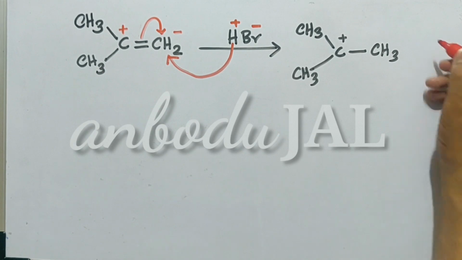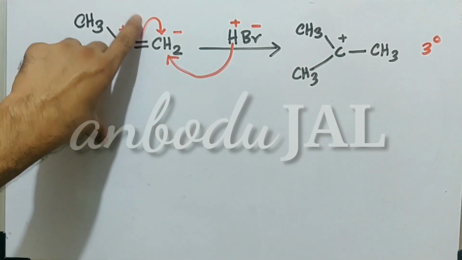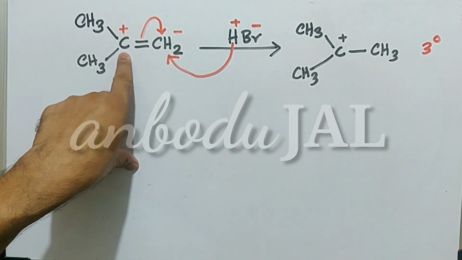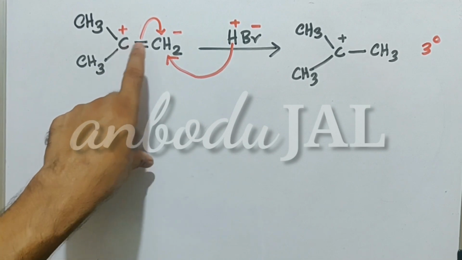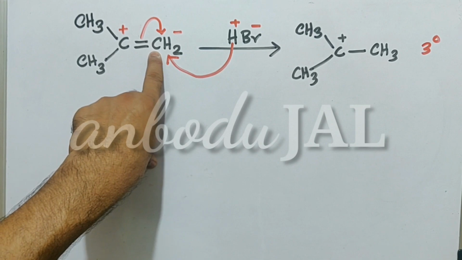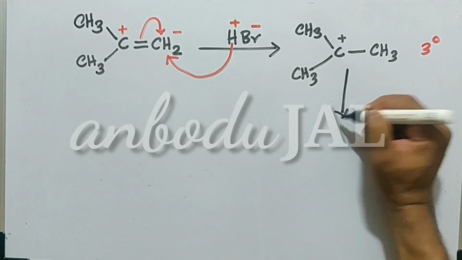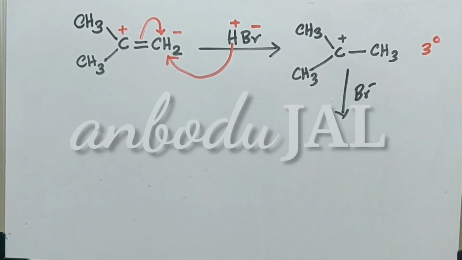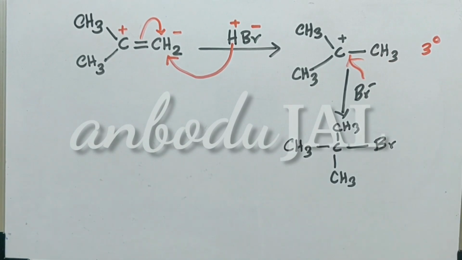This is a tertiary carbocation, which is more stable than secondary, which is more stable than primary. If the shifting was in the opposite direction, this carbon will get a negative charge and H plus will come towards this carbon. This carbon will be the carbocation, that will be the primary carbocation, which will be less stable than tertiary. Okay. So in the next step, what will be the product? Definitely Br minus will go towards this carbon. Tert-butyl bromide, a tertiary alkyl halide, will be the product in this case.